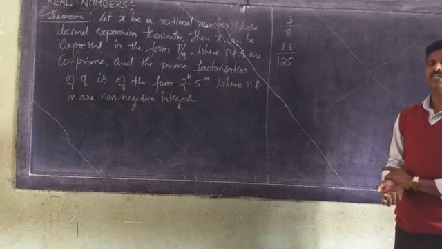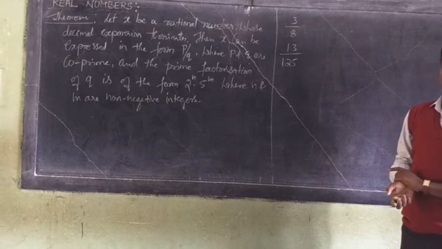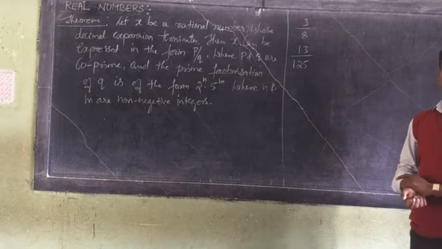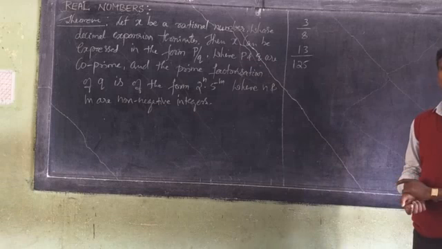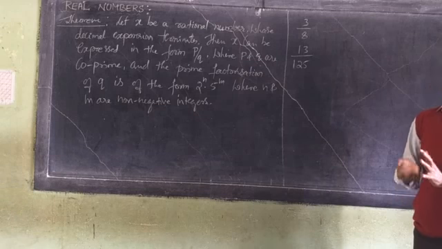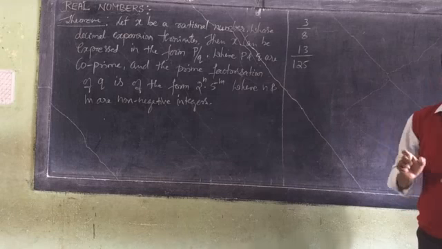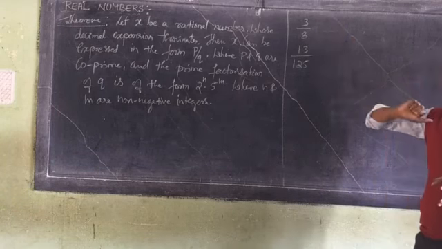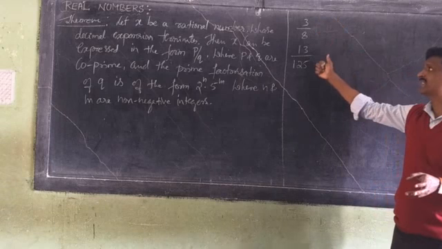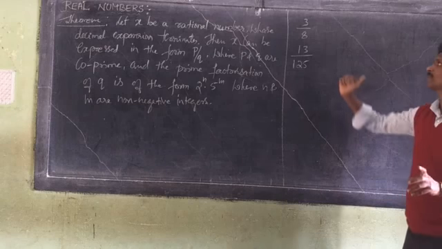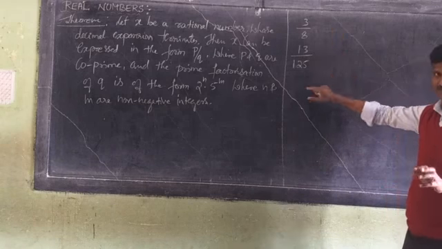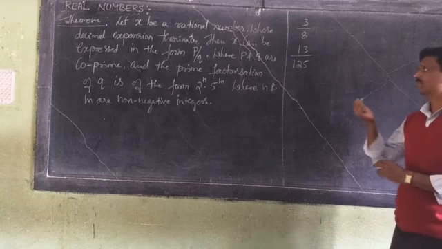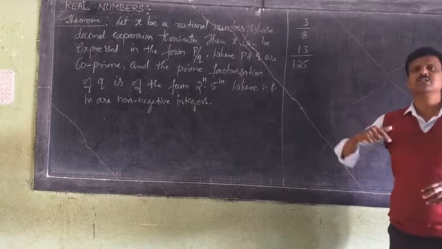How do we say that? How do we easily write the decimal form of 3 by 8 without actual division? How do we write the decimal form of 13 by 125? First we say that these are terminating decimal expansions. After yes, how do we write the decimal expansion of these without actual division?